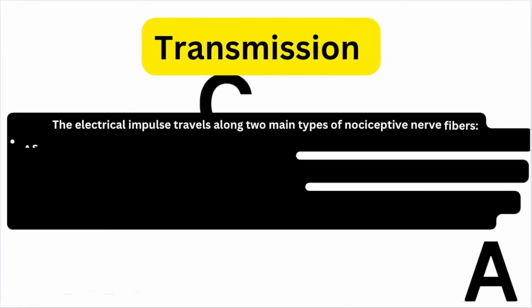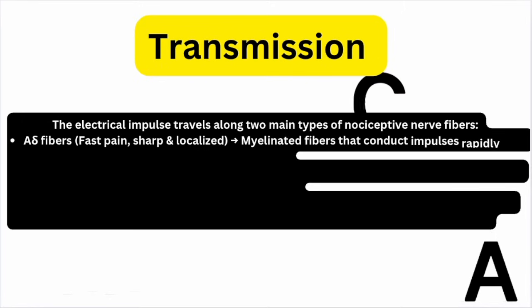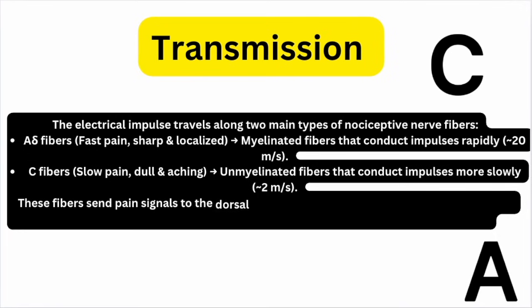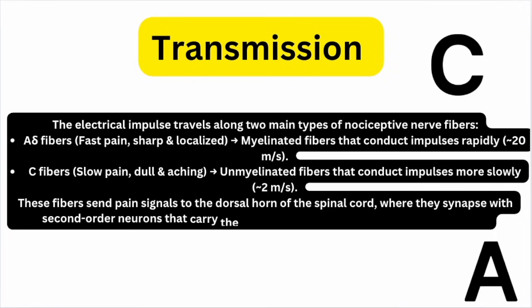The electrical impulse travels along two main types of nociceptor nerve fibers. A fibers, which are fast pain, sharp and localized, and C fibers, which are slow pain, dull and aching. These fibers send pain signals to the dorsal horn of the spinal cord, where they synapse with second-order neurons that carry the signal to the brain via the spinothalamic tract.